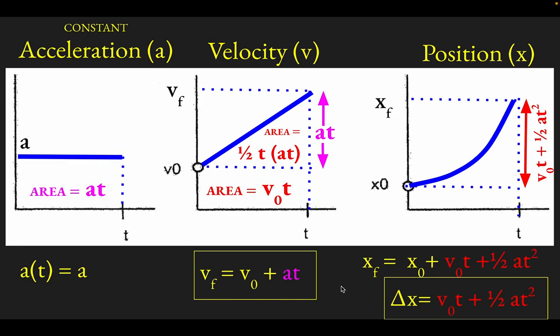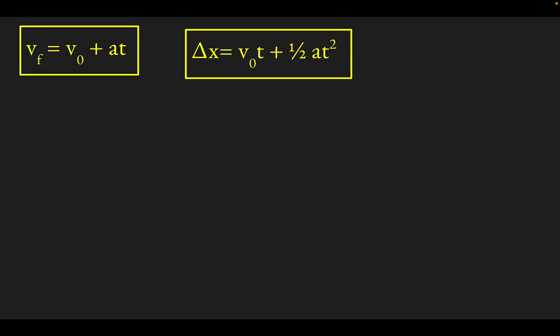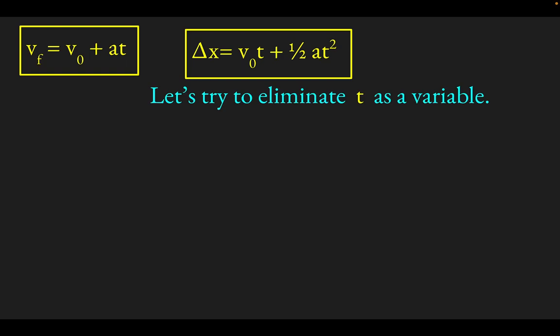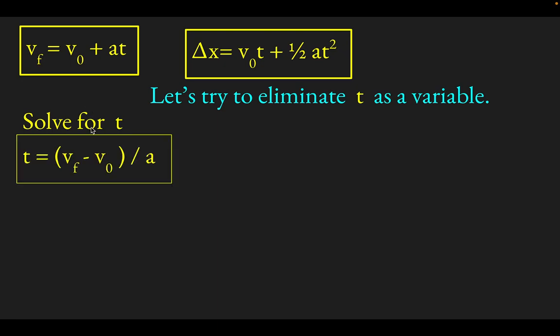Turns out from these two you can derive a third. Here are those two equations. What we're going to do is try to eliminate t as a variable, because there may be a situation where you just don't happen to know how many seconds long some interval is. So we're going to solve the left-hand equation, the simpler one, for t. Manipulating that, you'd get t is v final minus v initial divided by a. That would be isolating t.